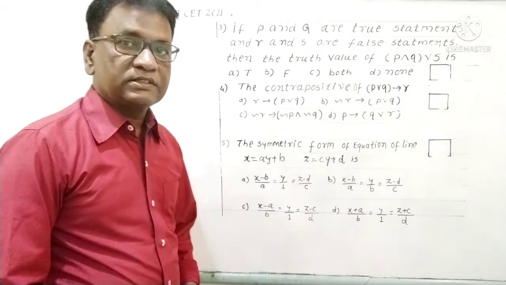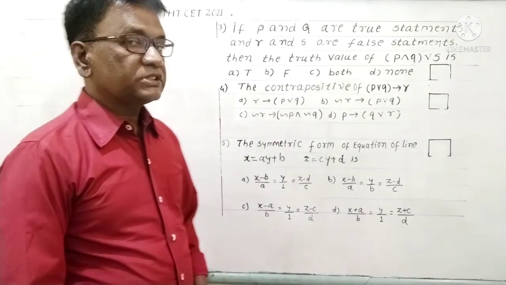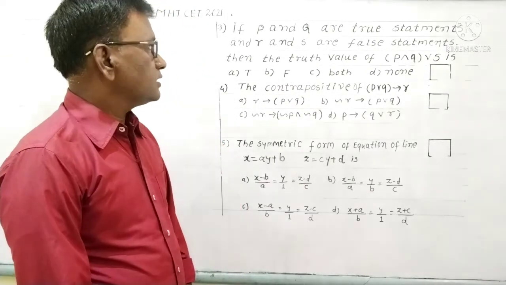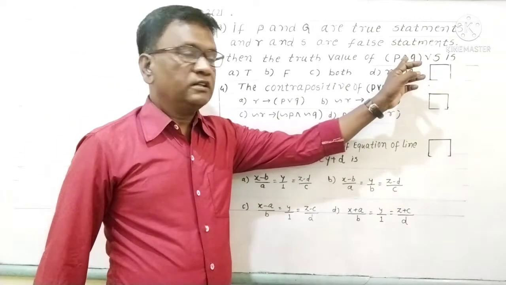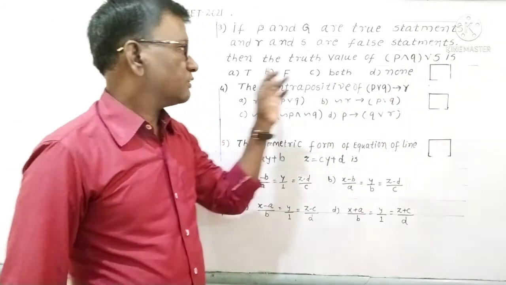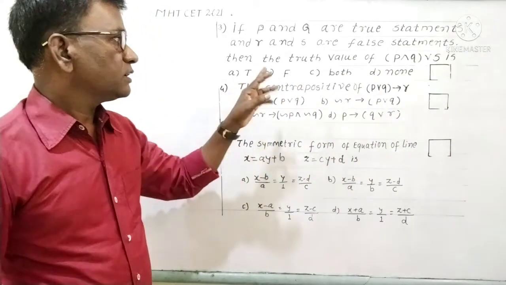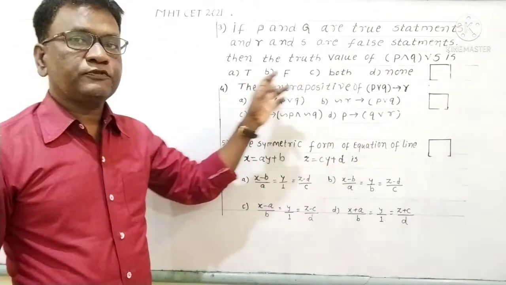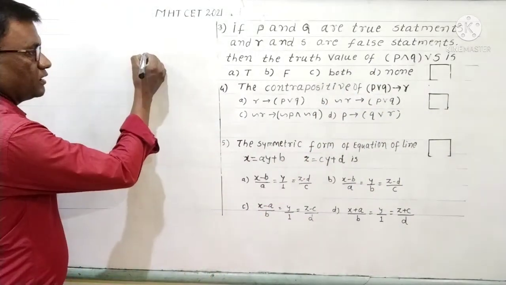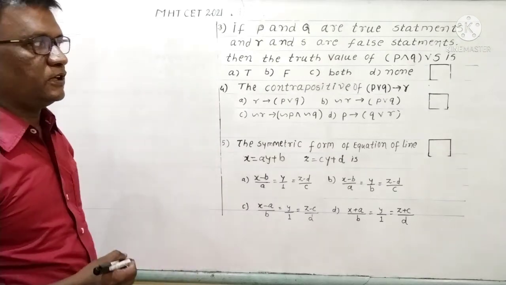Our next question is, P and Q are true statements, R and S are false statements, then you have to find the value of P and Q or S. Here 4 answers are given. You have to write the correct answer. Out of these 4, which one is correct? Let us see. What is given? P and Q are true and R and S are false.